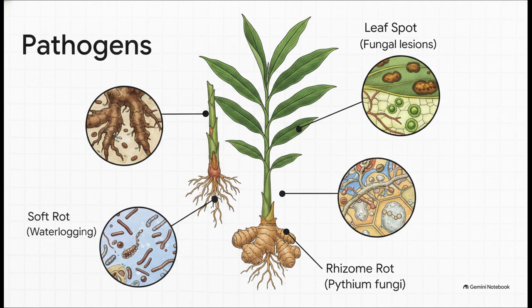Let's look at its pathological vulnerabilities. Because the plant constantly needs moisture, it's a prime target for opportunistic pathogens. Soft rot happens super fast via anaerobic suffocation if the soil doesn't drain. Bacterial wilt can cause this horrible systemic vascular infection that collapses the plant from the inside out. But perhaps the most devastating is rhizome rot. It's caused by a highly aggressive fungus called pythium, which physically digests the underground stem alive. And up above ground, leaf spot fungi create lesions that critically disrupt the plant's ability to photosynthesize.